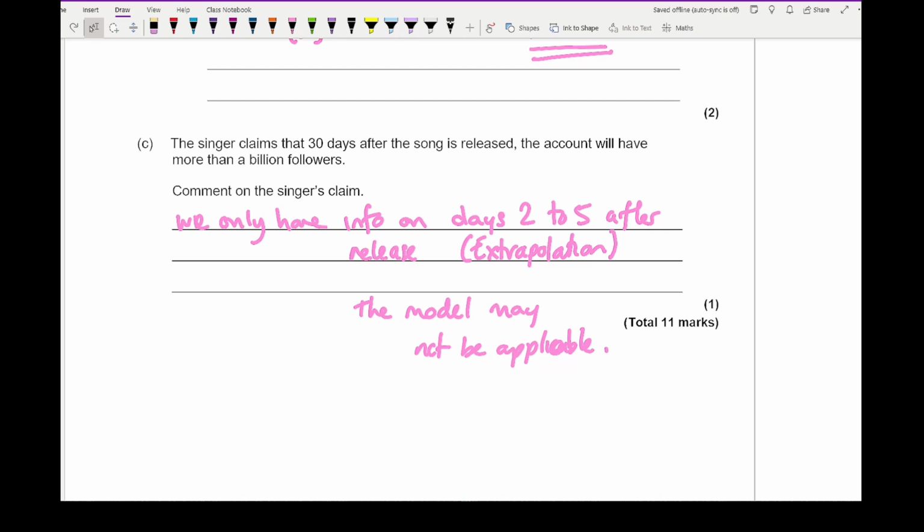Well, that's questionable. The model may only be based upon days 2 to 5, which we said, and it's too much extrapolation. People are fickle and lose interest. And again, any possible answer around those would be absolutely fine for the single mark.